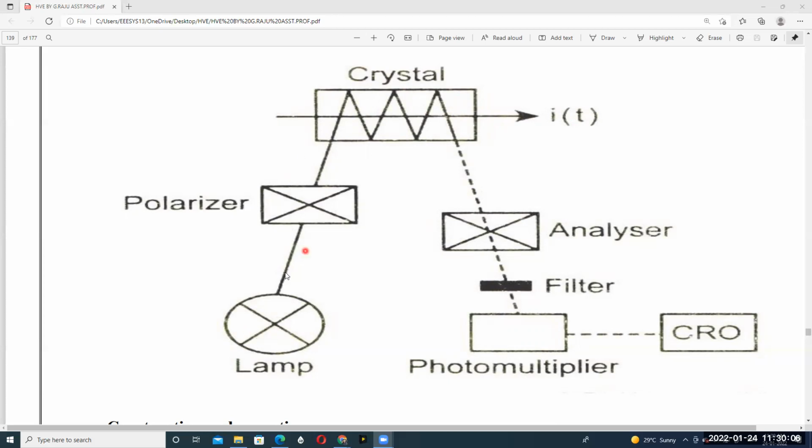Then this light beam is rotated like this and reflected back from the crystal. This reflected beam passes through the analyzer and a filter, to the photomultiplier, and then the CRO. So we measure by using the CRO. We have to measure the waveform of very high values of current.